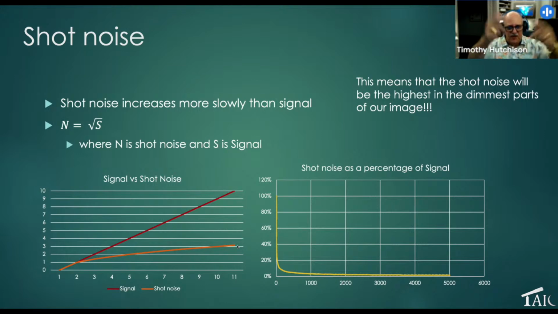If we flip this on its head and plot shot noise as a percentage of signal, then we see a graph like we have down here on the lower right. And you see that as our image gets brighter and brighter, shot noise becomes less and less of an issue, right? Well, we all know this. The centers of our stars are not noisy. Why? Because they're bright, and shot noise has been reduced because the image is so bright, right?